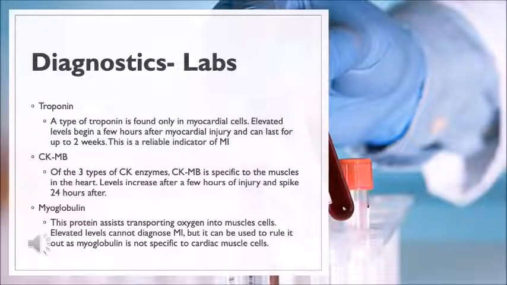The next is CKMB. Of the 3 types of CK enzymes, CKMB is specific to the muscles in the heart. Levels increase after a few hours of injury and spike 24 hours after. The third value is myoglobulin. This protein assists transporting oxygen into muscle cells. While elevated levels cannot diagnose MI, it can be used to rule it out, as it's not specific to just cardiac muscle cells. So injury to other muscle cells can also lead to elevated levels of myoglobulin.